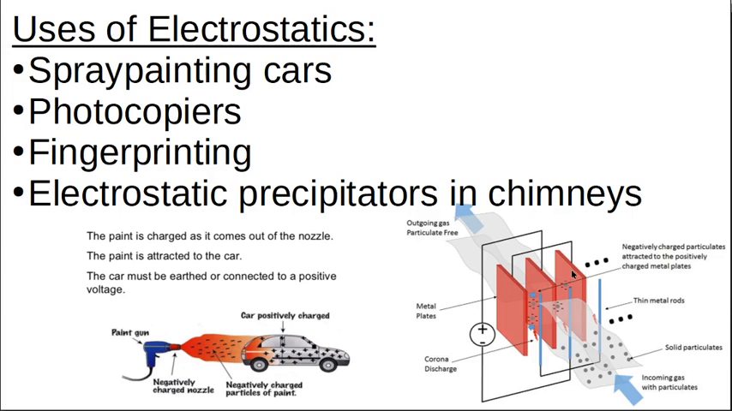And over here are some other metal plates with the opposite charge further away. And then as the soot is passing these plates, it gets stuck on the plates and the rest of the gas passes out. And then every so often you give these plates a good shake and you collect the soot off them. That's how electrostatic precipitators in chimneys work, and they reduce pollution by stopping little horrible particles going out into the atmosphere.